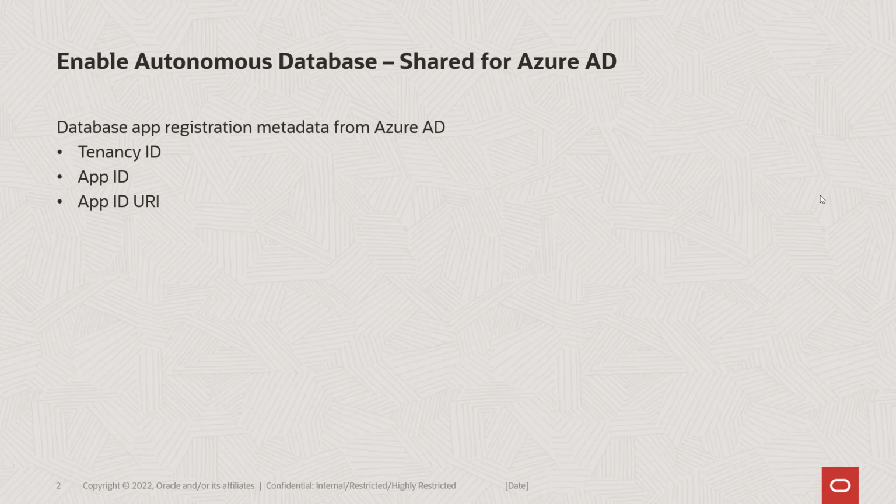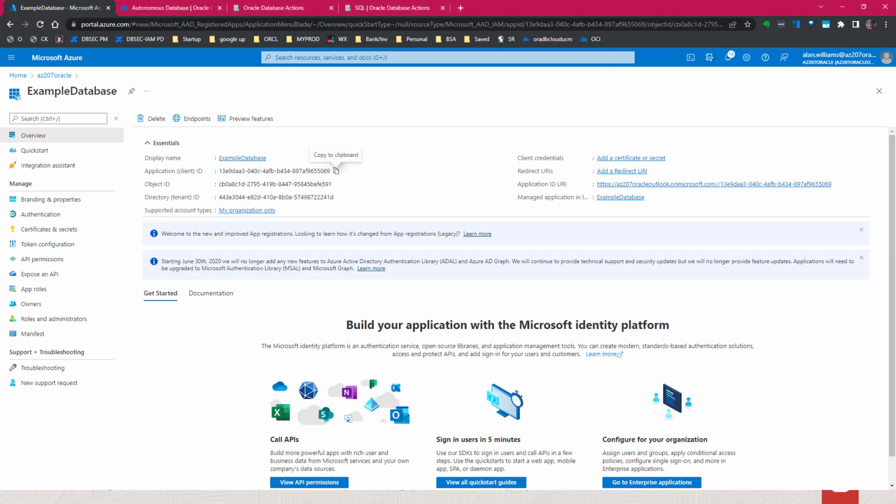So from the last video, you can get that information from the overview screen from your app registration. What we did was example database. Directory tenant ID is here, you can copy that. The application client ID is right here. And the application ID URI is something you set, and it starts with HTTPS.